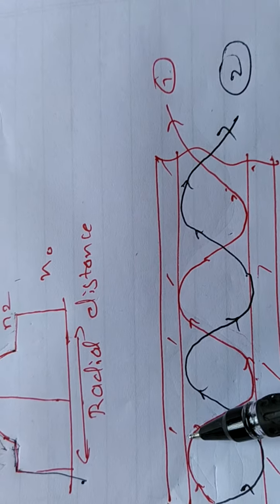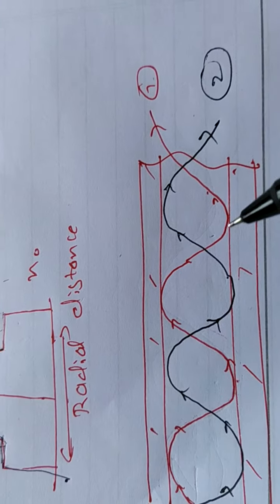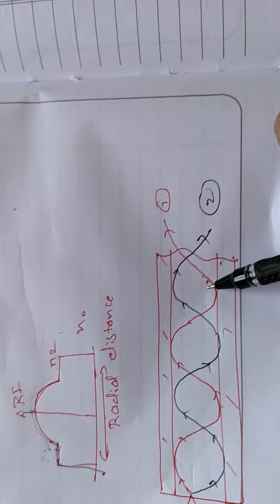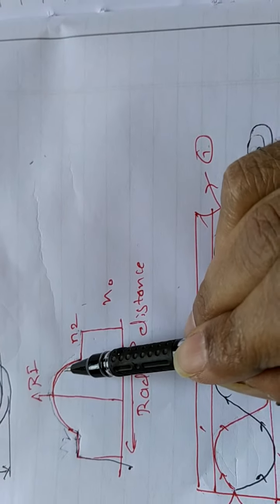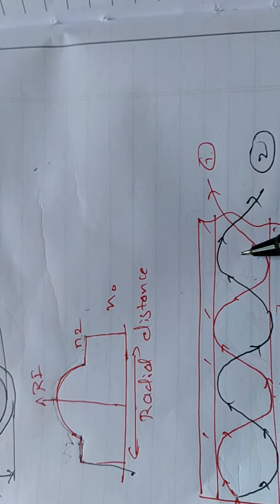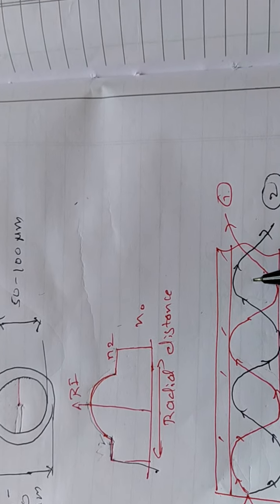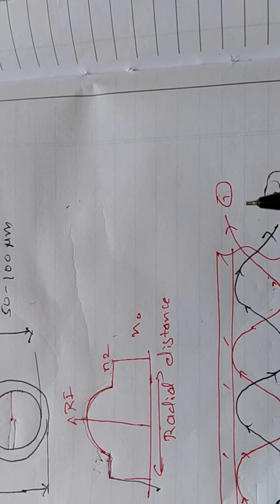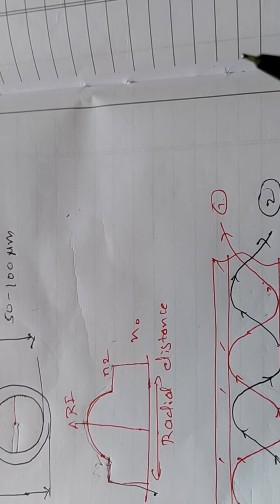Okay, this is the one mode and this is the second mode. So this type of arrangement, with variation in the refractive index, will overcome the intermodal dispersion. This much you can explain in your answer there.